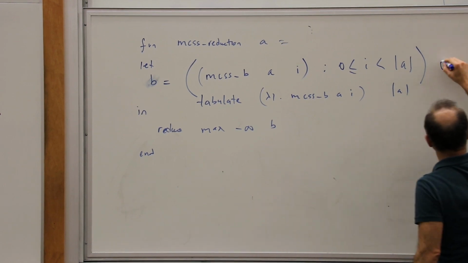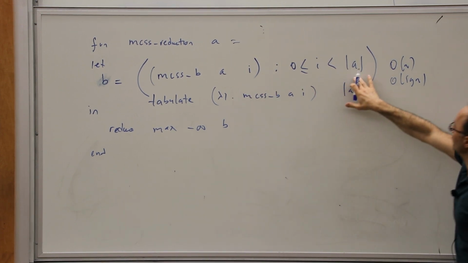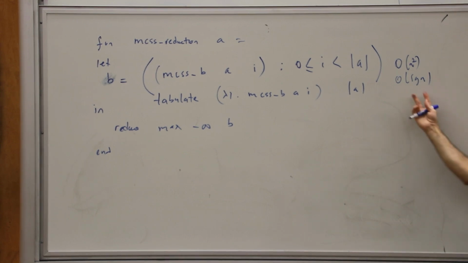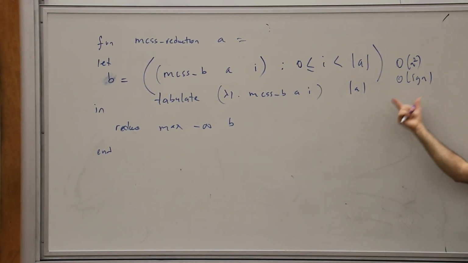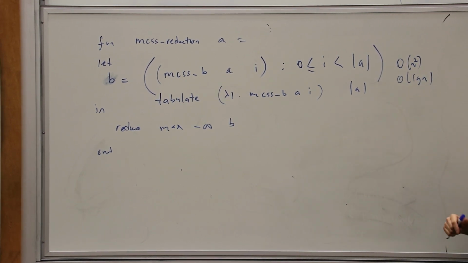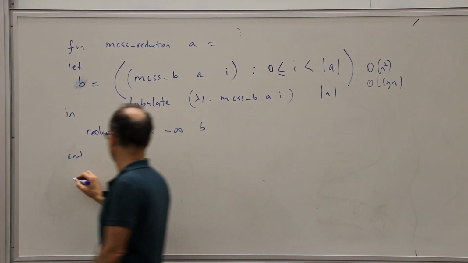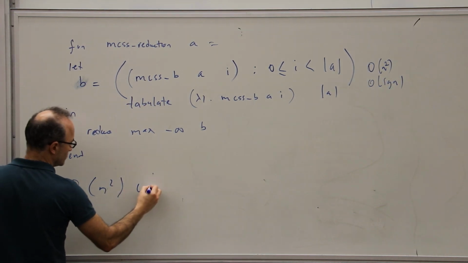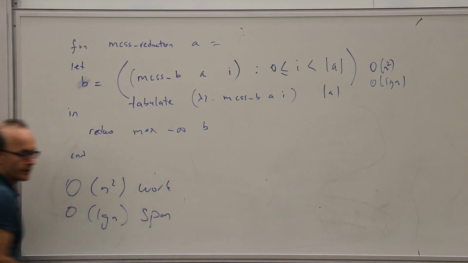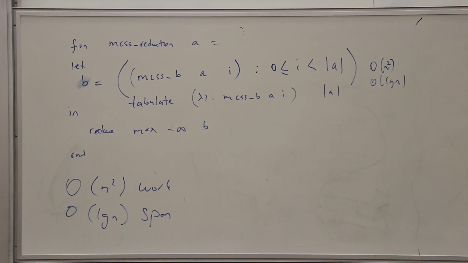Okay, so we know that this particular function is order n work, order log n span, but we do that n times, so it's order n square work, and span is each one of these is order log n. We take the max of them, so order log n span, because all of those could be done in parallel. So span remains order log n. In the end we have order n square work, order log n span. Okay, we've improved our algorithm from n cubed to n square by using this technique.